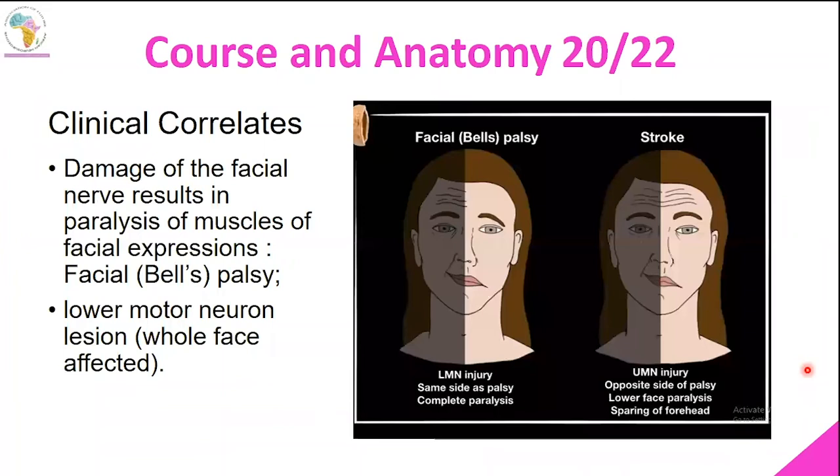Okay, so clinical correlates. One of the most important clinical correlates of facial nerve palsy is Bell's palsy. Bell's palsy is basically a condition that arises from an injury in the lower motor neuron of the facial nerve pathway. So I'll just take you briefly to the next slide so that I'm able to explain this better.